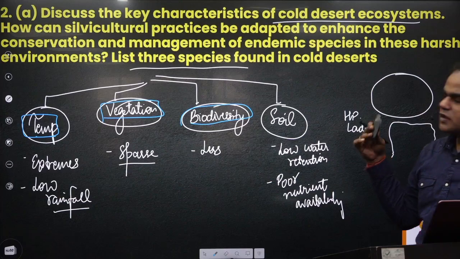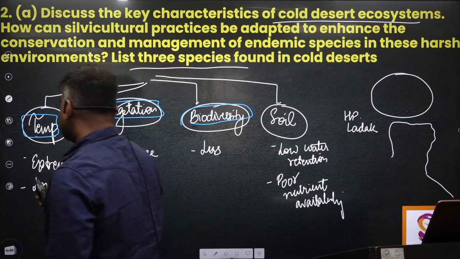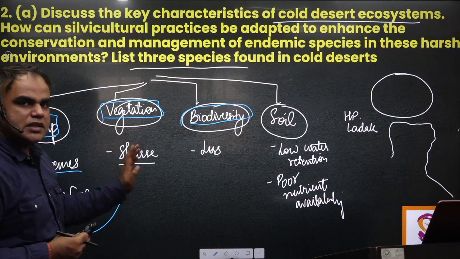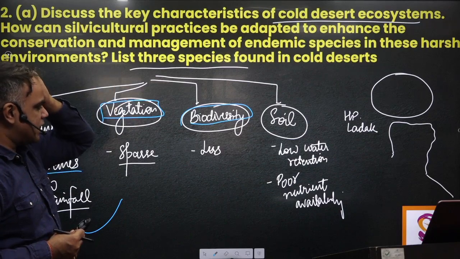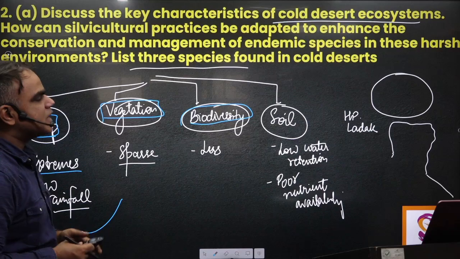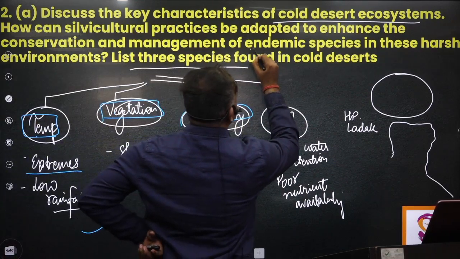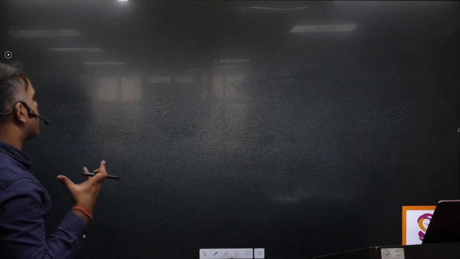Okay, that for example there is a high diurnal variation, so between day and night the temperatures vary a lot. We see extremes of temperature, low rainfall, very less vegetation, because of less vegetation less biodiversity. Okay, poor water retention, poor nutrient availability in the soils also. So these are the characteristics of the cold desert ecosystem. Okay, now how can silvicultural practices be adopted to enhance the conservation and management of endemic species in this harsh environment? Okay, so the question basically is saying what can be done.